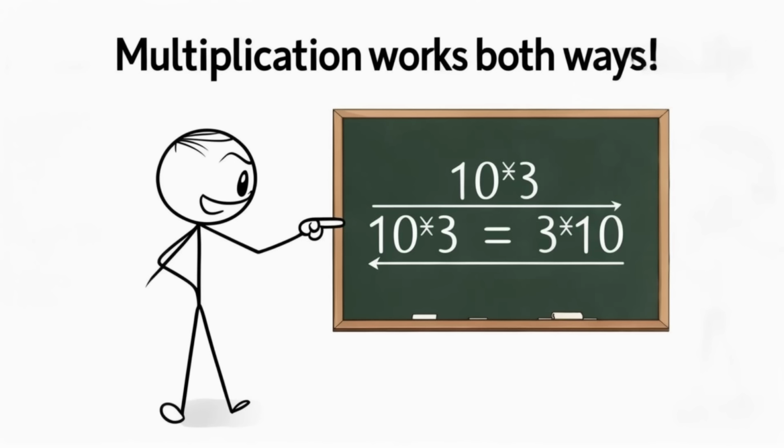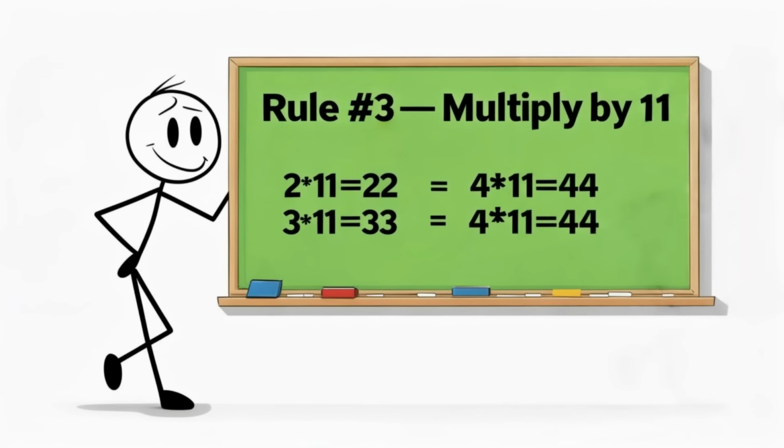That's a big win. Okay, rule number 3, multiplying by 11. Here's a cool trick. When you multiply a single-digit number by 11, that number just duplicates itself. 2 times 11 is 22. 3 times 11 is 33. 4 times 11 is 44. So easy you can do it in your head. And just like before, you also know the reverse. 11 times 2, 11 times 3, and so on. That's already 60 multiplication facts in total, and we're only halfway there.